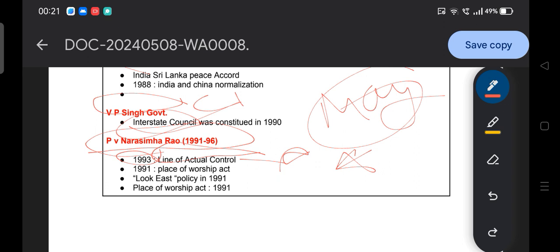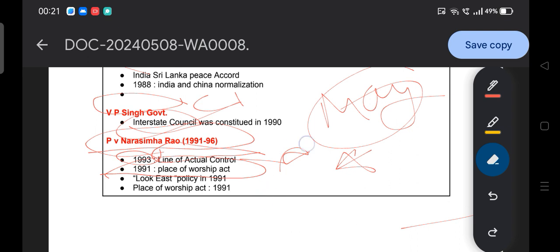Okay, and also in 1991, the Places of Worship Act. This question was asked in 2023, in December. Most people, including me, were surprised. What kind of question is that? It's a totally clueless question. How is it related to our syllabus? So this is the way they basically relate.